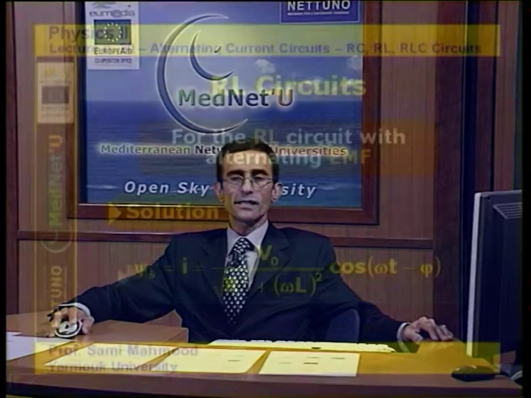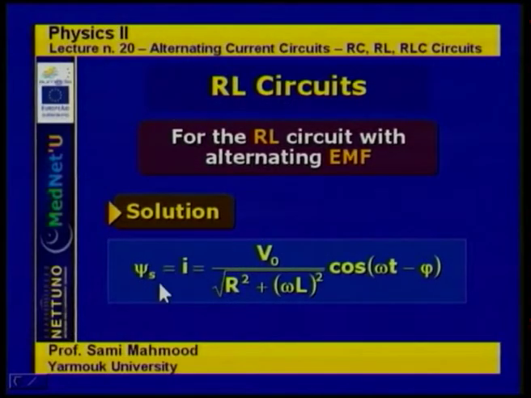And so the solution for the case of the RL circuit is simply psi in the steady state solution, and psi in the case of the RL is simply the current I, as we have mentioned before. So substituting for the values of chi naught and tau, we get V naught over the square root of R squared plus omega L squared times cosine omega t minus phi. That's the current that is flowing in the RL circuit.